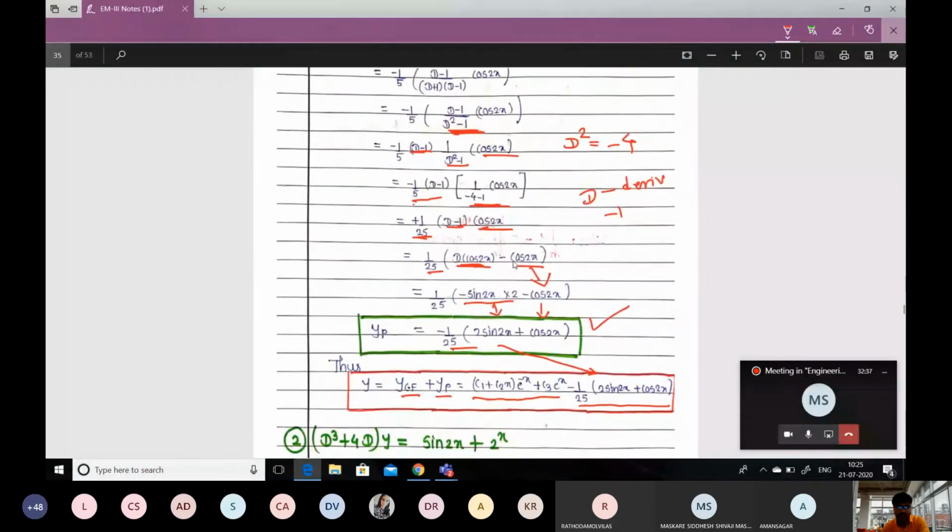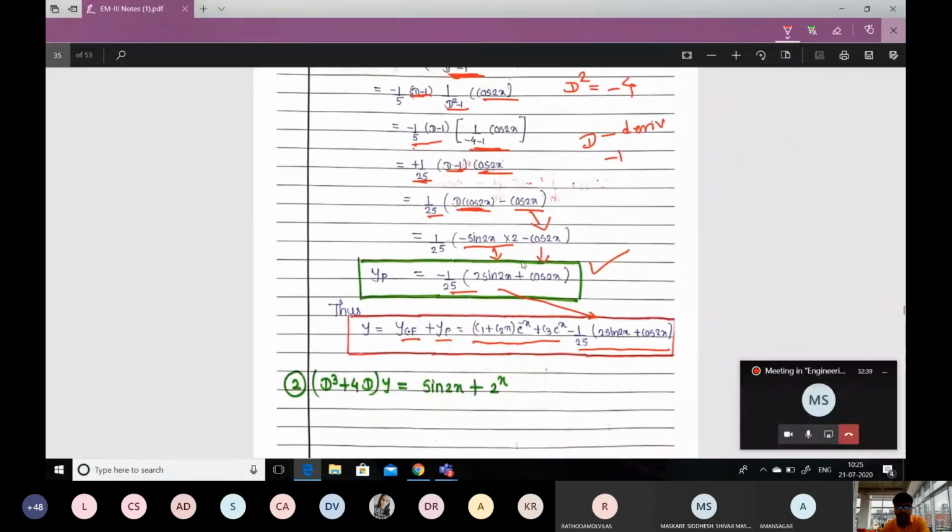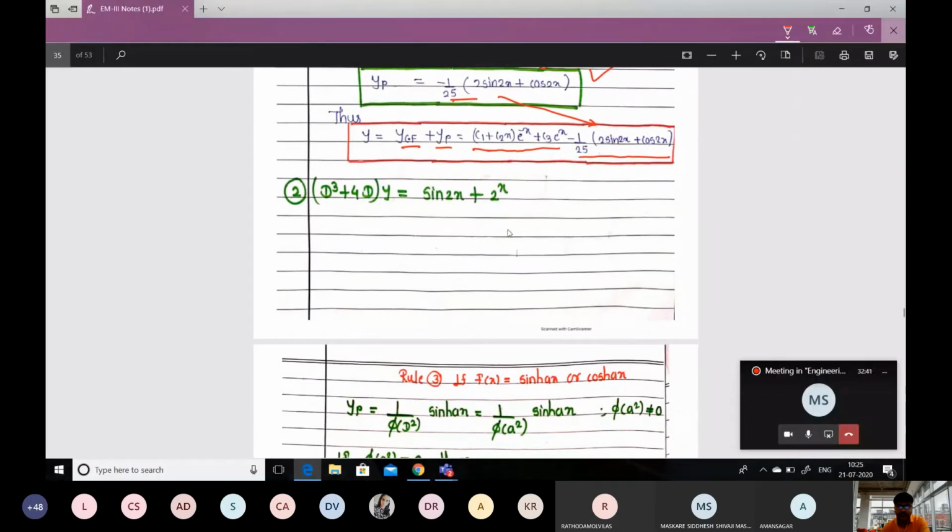So this is about this trigonometric formula. It is very simple. In case of trigonometric sin(ax plus b) or cos(ax plus b), you have to replace that d squared term by minus a square, that is minus times a square.